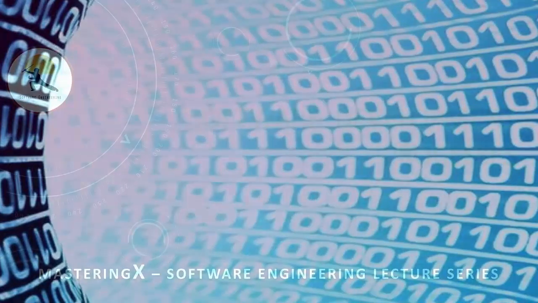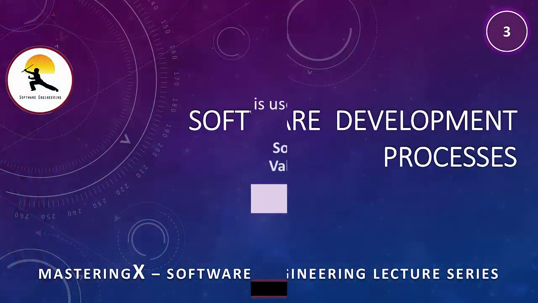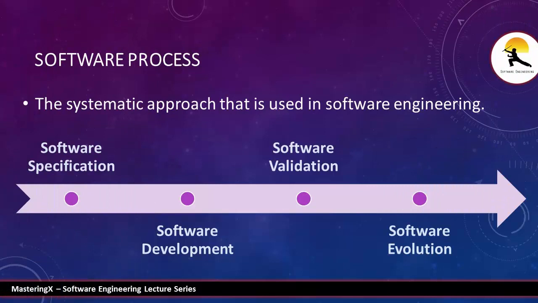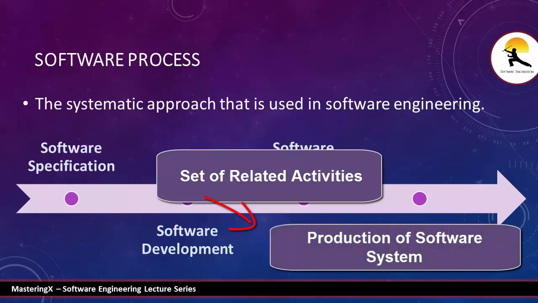From this episode, we are going to discuss software development processes. We first define the term software process. A software process is a set of related activities, and these activities lead to the production of a software system.